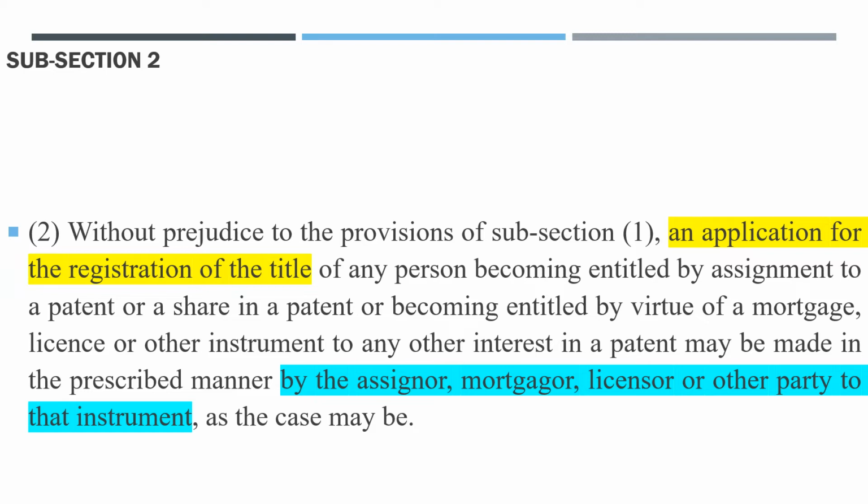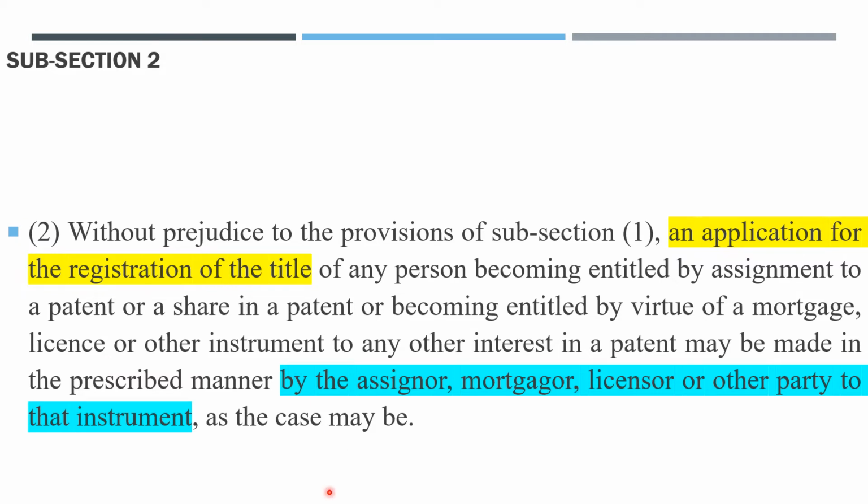Okay, so we can say here the key phrase is an application for the registration of the title, and in simple words we can say that without prejudice to the provisions of subsection 1, which we have just discussed, an application for registration of title of a person entitled to a patent by any instrument is mentioned. And what are the instruments? The instruments are the mortgage, license, or other instruments.